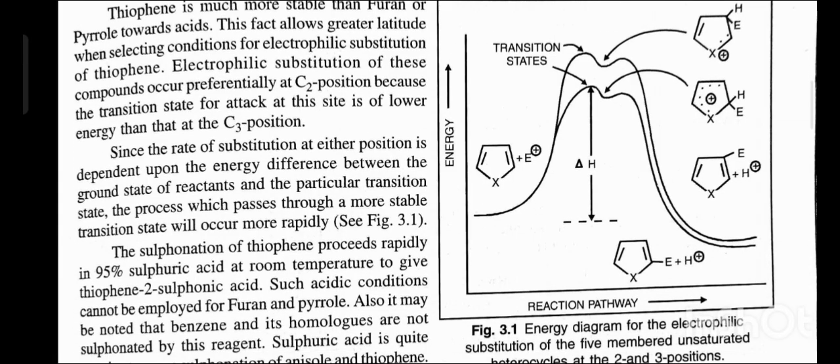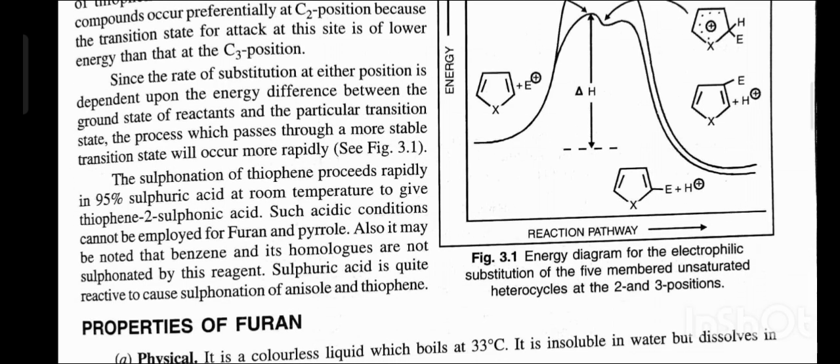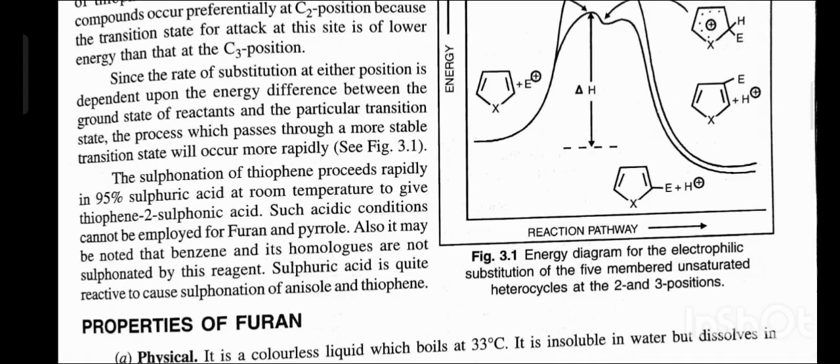Since the rate of substitution at either position depends upon the energy difference between the ground state of the reactant and the particular transition state, the process which passes through a more stable transition state will occur more rapidly. The sulfonation of thiophene proceeds rapidly in 95% sulfuric acid at room temperature to give thiophene-2-sulfonic acid. Such acidic conditions cannot be employed for furan and pyrrole. Also, it may be noted that benzene and its homologs are not sulfonated by this reagent. Sulfuric acid is quite reactive, able to cause sulfonation of anisole and thiophene.